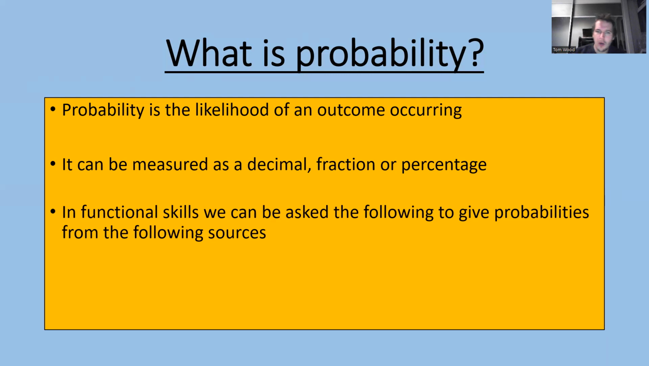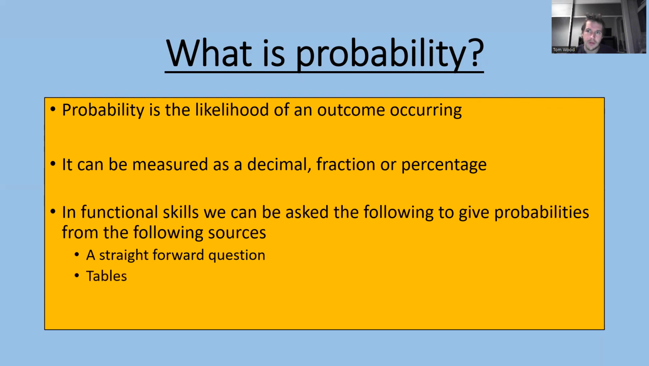So in functional skills, we might be asked to give probabilities in a couple of the following ways. It could just be a straightforward question, like I just said there. If there's a 60% chance that it's going to snow, what are the chances it will not snow? It can be that nice and straightforward.